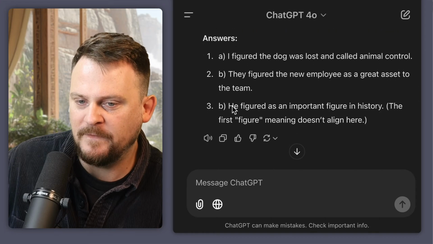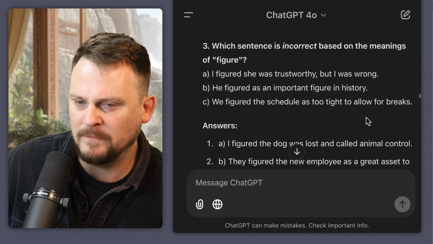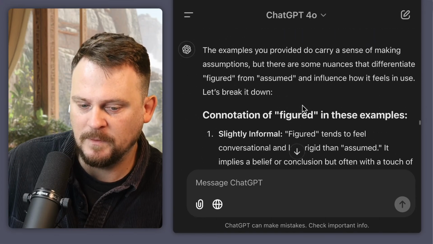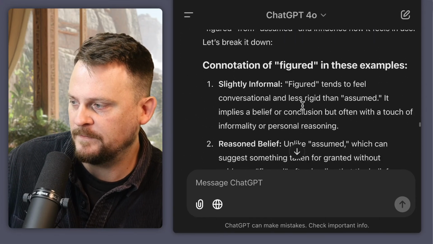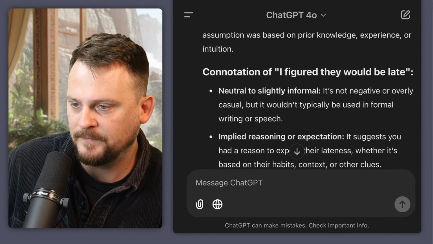But they're saying B. He figured as an important figure in history. The first figure, meaning doesn't align. Right, but I think ChatGPT got a little mixed up on that one. I think ChatGPT is a little bit confused on that one. It's C that's unnatural, not B.